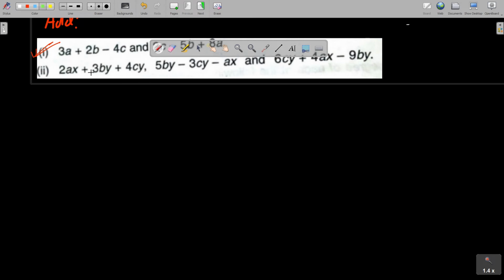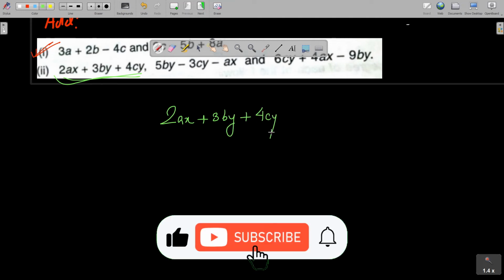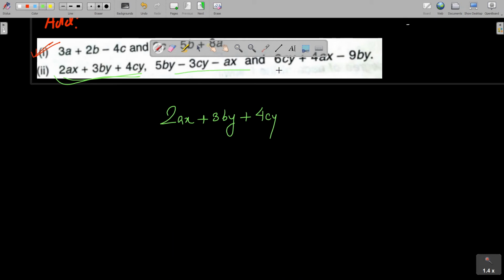So as I told you, I'll write the first one as it's given. It's given as 2ax plus 3by plus 4cy. Now after this, the next expressions I will write in order. Which order? First I'll write the ax, then the by, then the cy. So for the next expression, it's given minus ax. So we'll write minus ax. by is plus 5by. I'll write plus 5by. The last one is minus 3cy. I'll write minus 3cy. Done with the second one.